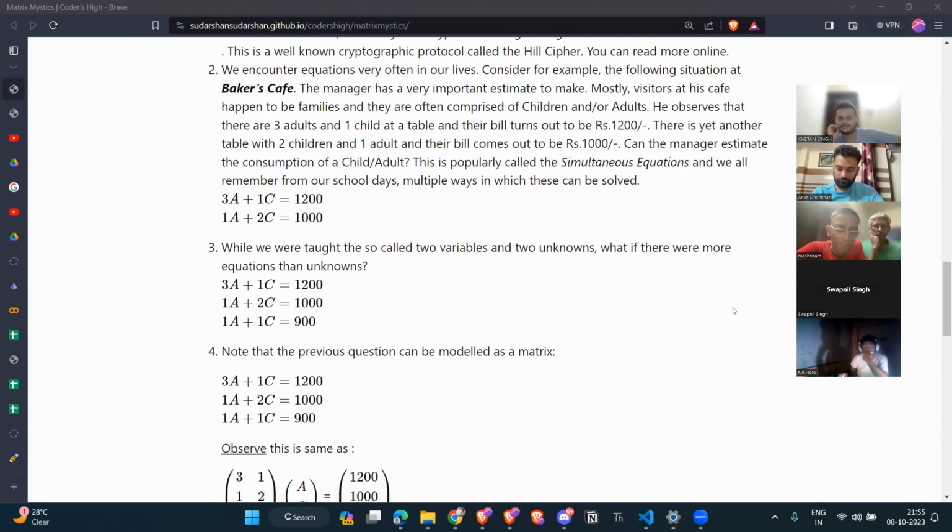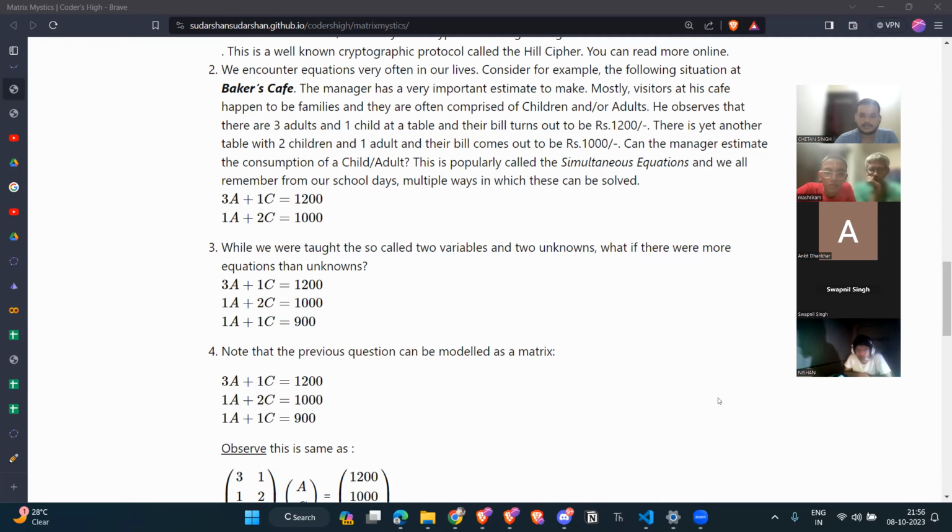Yeah, perfect. So in the question, we were given that there are 3 adults and 1 child at a table, and the bill turns out to be 1,200, right? And we wrote that in the form of an equation, that is 3a plus 1c equals 1,200. That's what I'm seeing intuitively in the question: 3 adults, 3a, 1 child, 1c, equals 1,200, correct? And similarly, another equation, 1a plus 2c equals 1,000.